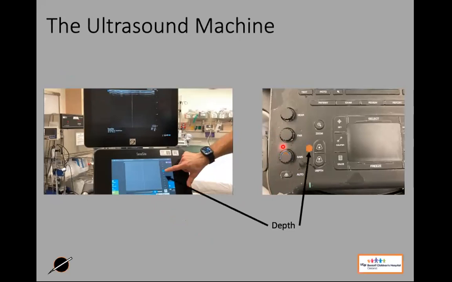For adjusting the depth of our image, on this other axis here, it's another slider, and we're going to be moving that up and down to adjust the depth of our image up here on our screen. And again, over here on this side, we're going to be using this button here to adjust our depth to where we want it.